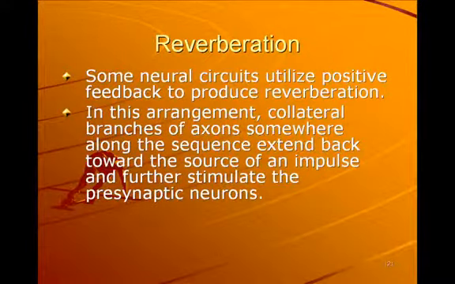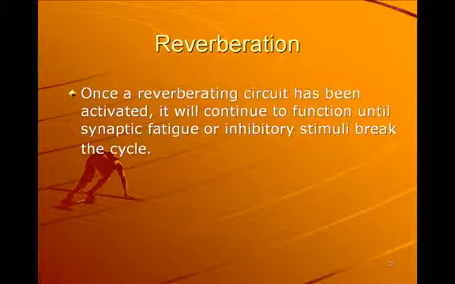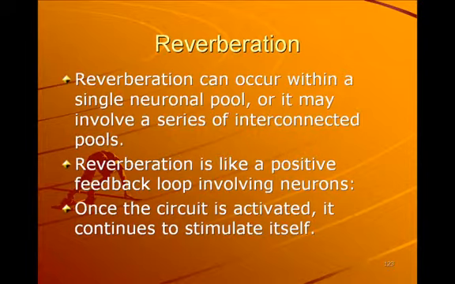Now, reverberation is a little bit different. Some neural circuits utilize positive feedback to produce reverberation. In this arrangement, collateral branches of axons somewhere along the sequence extend back toward the source of an impulse and further stimulate the presynaptic neuron. Once a reverberation circuit has been activated, it will continue to function until synaptic fatigue or inhibitory stimuli break the cycle. Reverberation can occur within a single neuronal pool, or it may involve a series of interconnected pools.